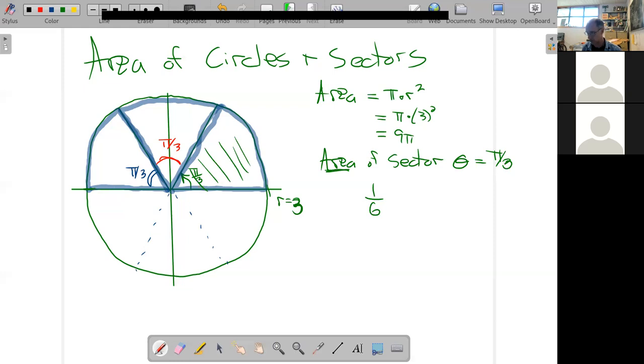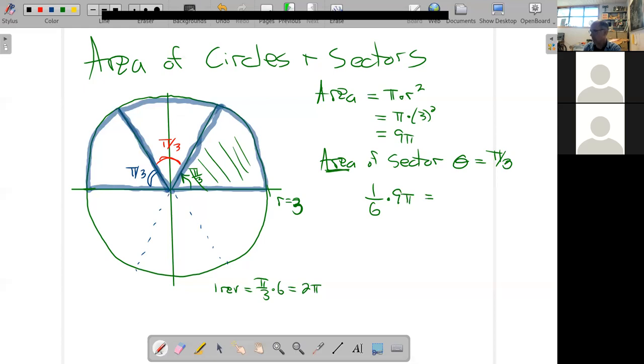So again, if I have one revolution, and I'm counting by pi over 3, I have 6 of those pi over 3s, which reduces down to 2 pi, which we have hopefully stuck in our memories: 2 pi is one revolution. So now I just want 1/6 of that circle, which was 9 pi, and then I can clean that up.